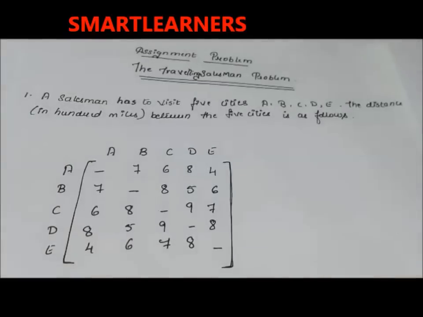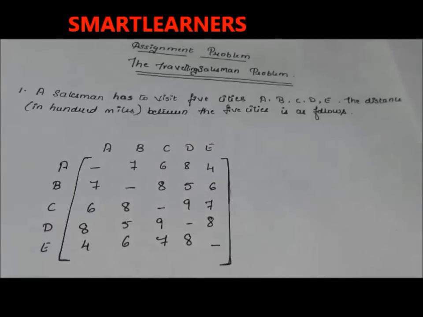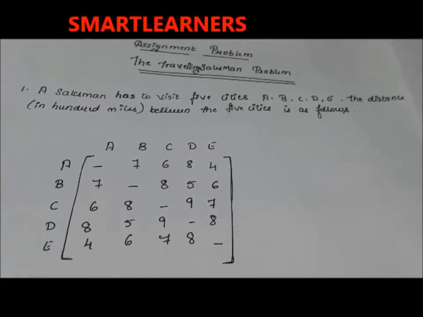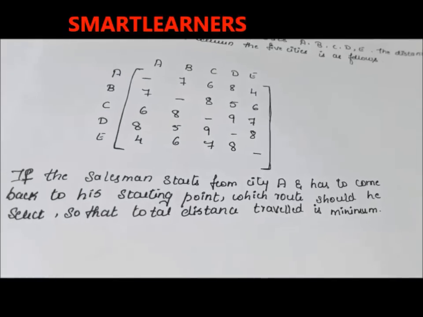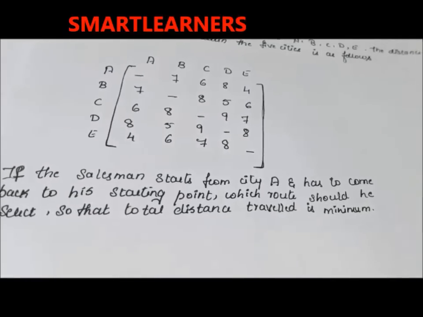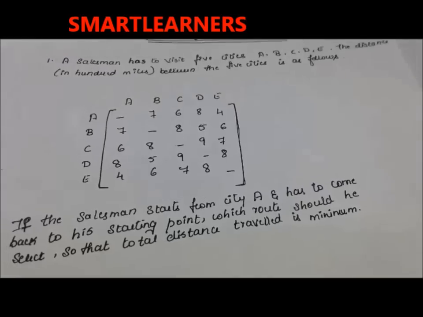So let's take an example now. A salesman has to visit 5 cities, that is A, B, C, D and E. The distances are given in 100 miles between the 5 cities, which are given in a matrix form. If the salesman starts from city A and has to come back to the starting point, which route should he select so that the total distance traveled is minimum?